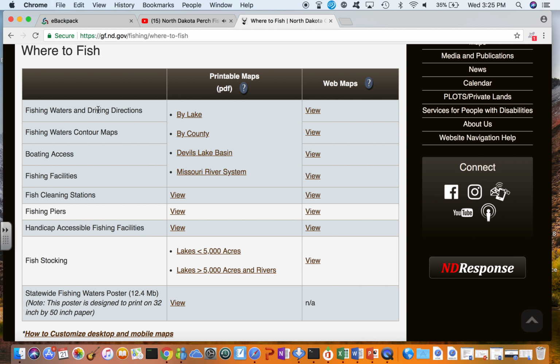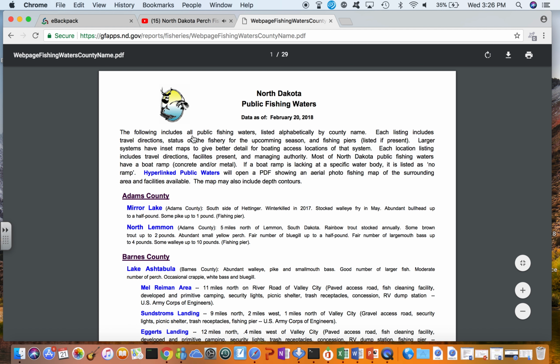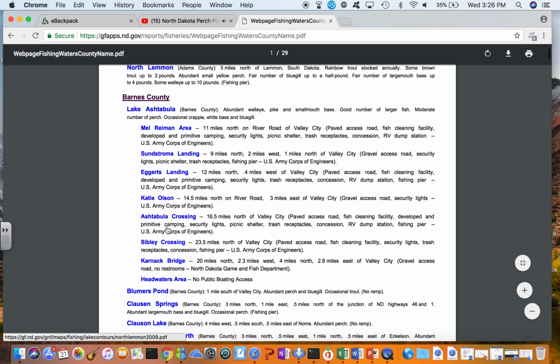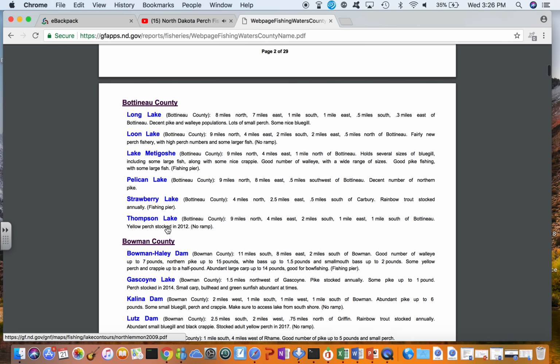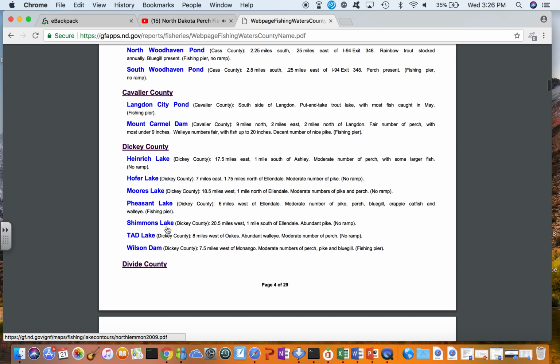Right under here, it says you can find several different things, North Dakota fishing waters, etc. I'm going to go by county, because Dickey and Sargent County are two different places. I'm going to go to Dickey first. Right here, we have 1, 2, 3, 4, 5, 6, and 7.